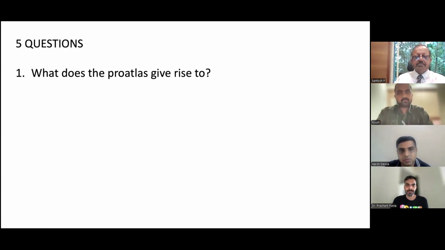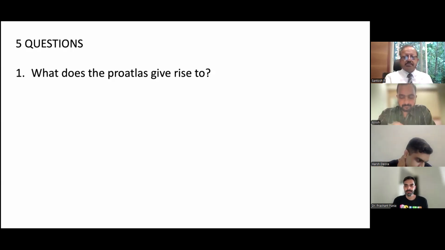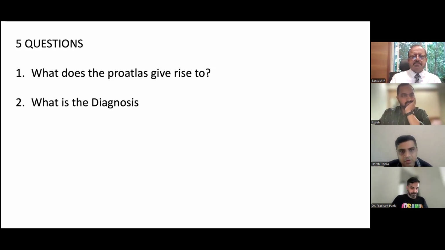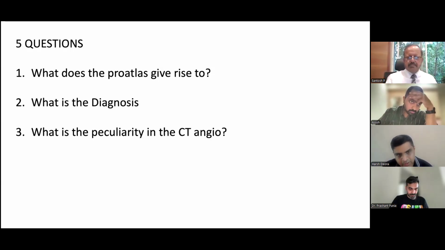Okay, so the question is, what does pro-atlas give rise to? So pro-atlas gives rise to, sir, tip of clivus and tip of odontoid and, sir, part of occipital condyles. Going everywhere. Okay, what is the diagnosis in this case? Sir, basilar invagination and atlantoaxial dislocation both are present. Great. What is the peculiarity in the CT angio?